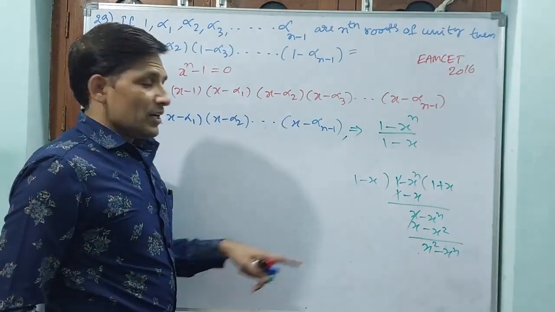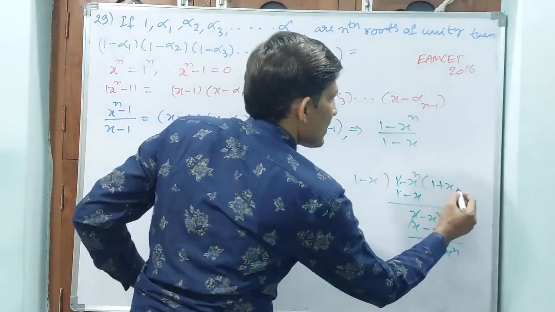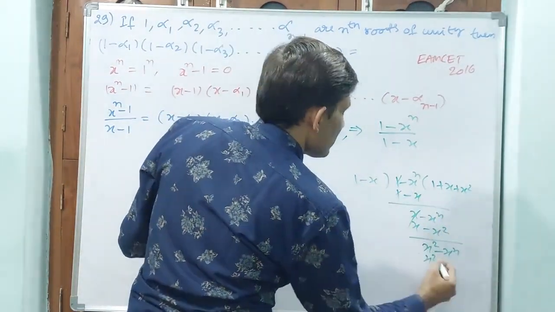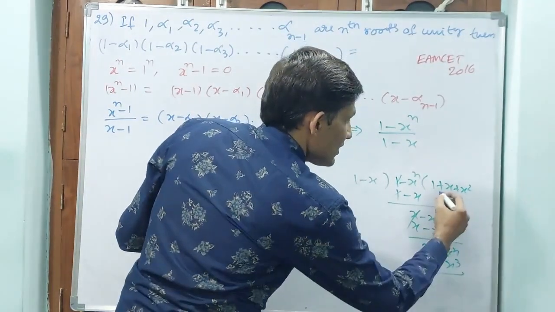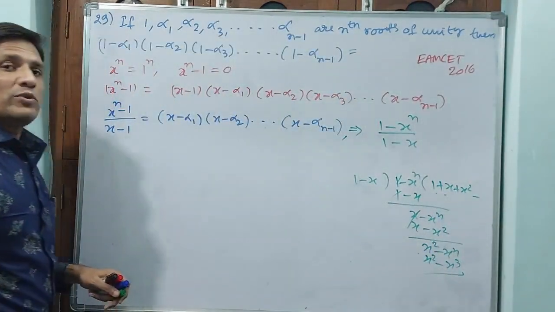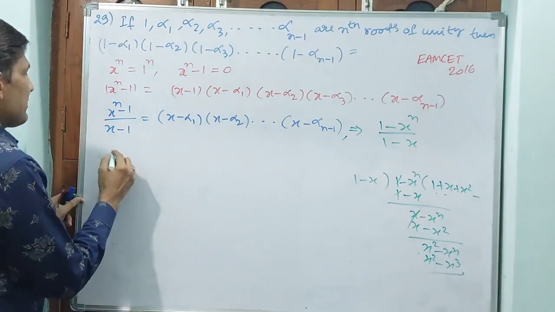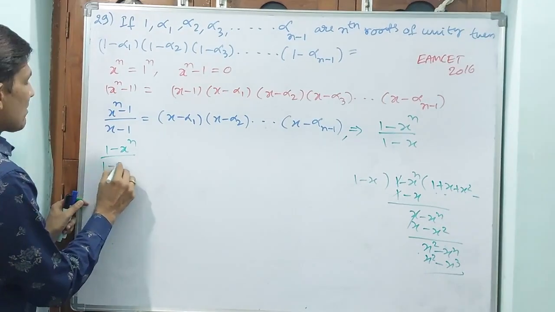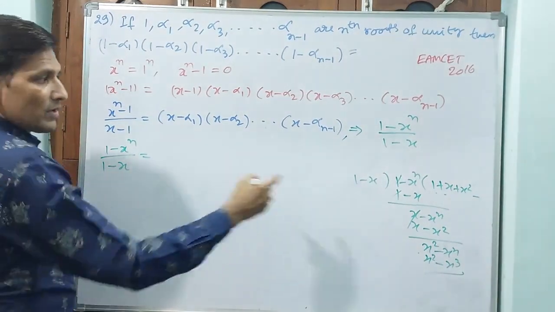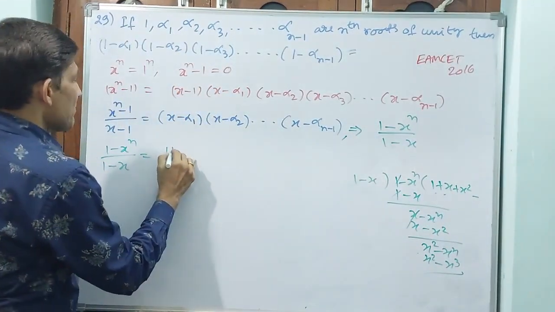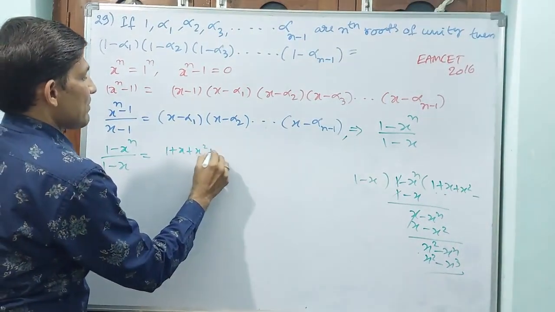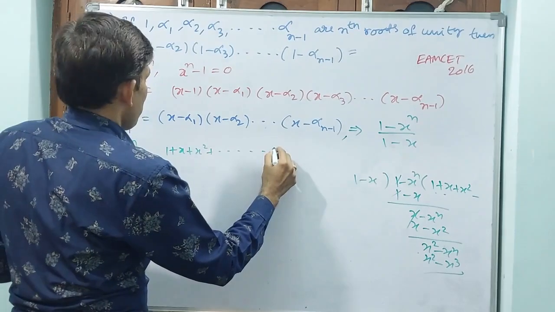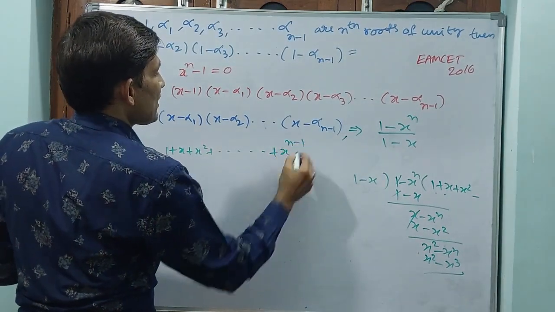Okay? This time x square is there. Then you keep x square here. X square into 1, x square minus x square into x minus x cube. See, this will go on up to x power minus n. You see what will happen? I want to write like this. You see, 1 minus x power n by 1 minus x is equal to 1 plus x square plus up to plus x to the power of n minus 1.